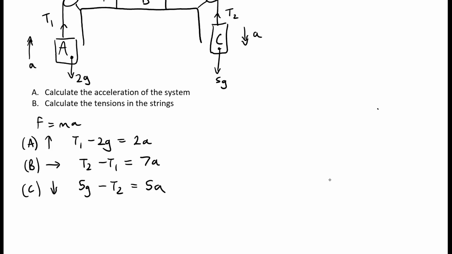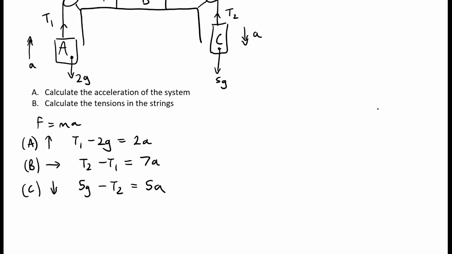Between these 3 equations there are 3 unknowns. The 3 unknowns are a, T1 and T2. So with 3 equations it is possible to find 3 unknowns. Just requires some organization.